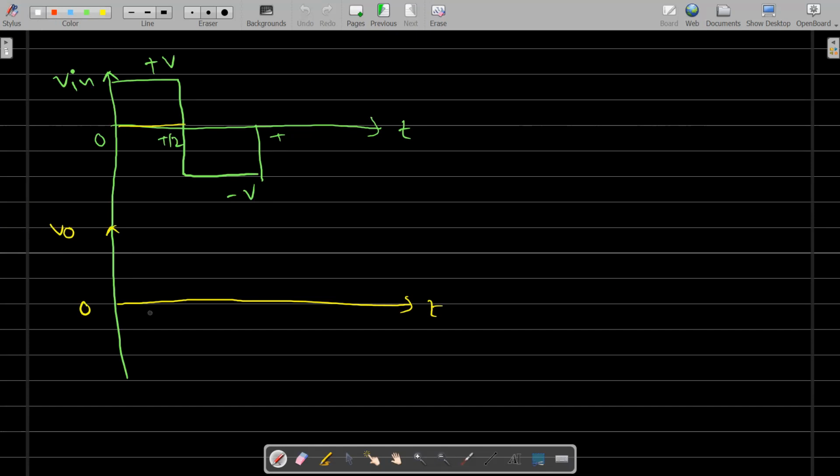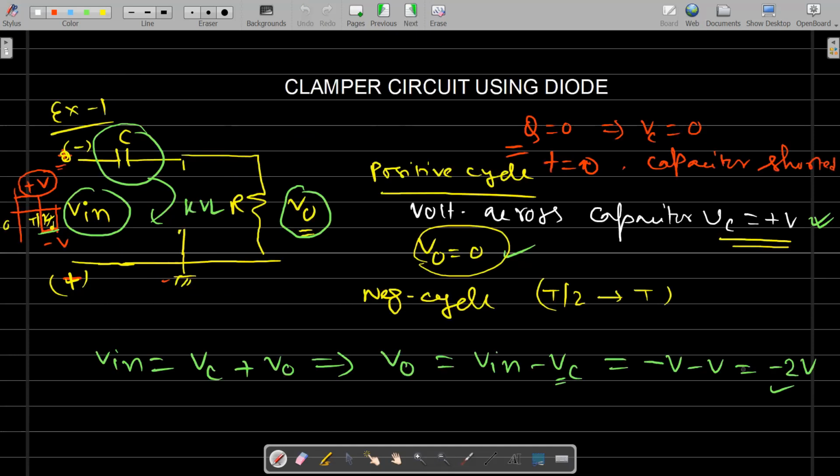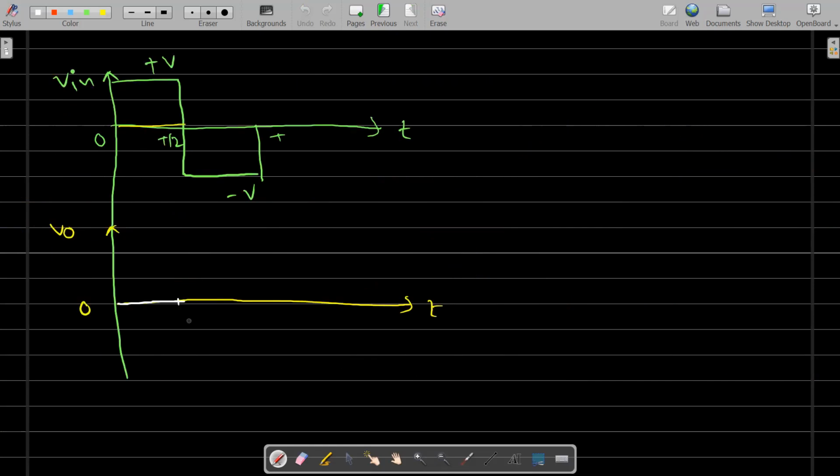Okay, so let's mark it. So up to this part, output will be 0. And for the second part, we are getting output equal to minus 2P, approximately like this. Okay. So this one is a 0. So this one is minus 2P. So the reference level we can say is a midpoint. So it will be minus P.